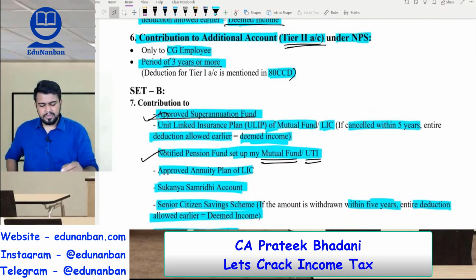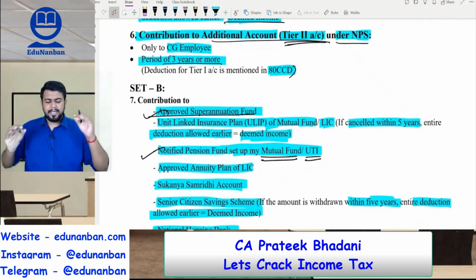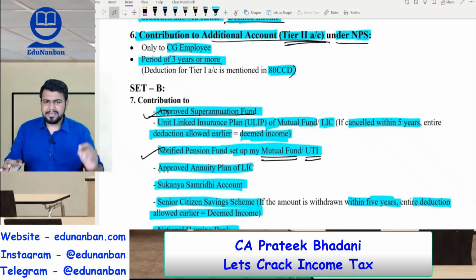Next, contribution to additional account, that is tier 2 account under NPS, new pension scheme. Now the deduction for the NPS is allowed under section 80CCD.